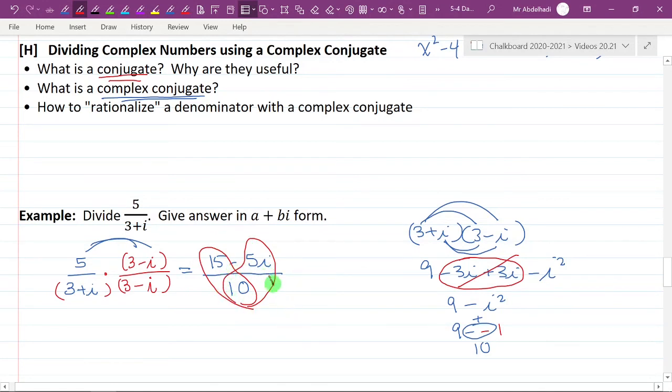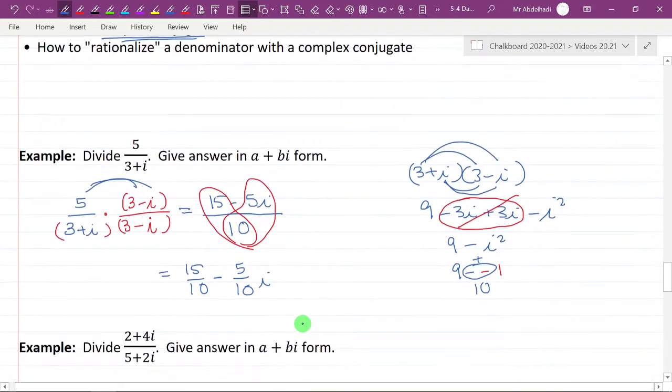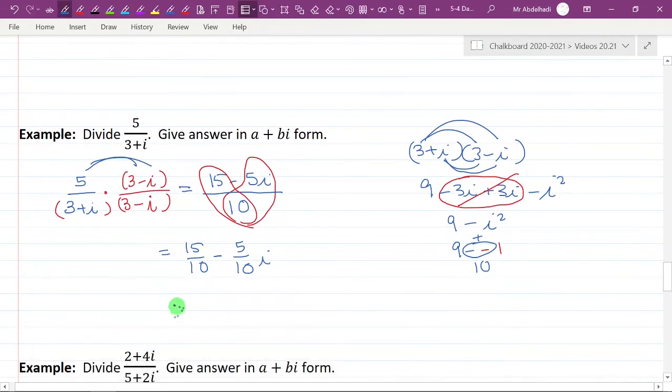Okay, kind of a squiggly looking heart, but there it goes. So now we have 15 over 10 minus, this time, 5 over 10 i. And these can both be reduced since they're all multiples of 5. Divide the top and bottom by 5, you get 3 over 2. Divide the top and bottom by 5, you get 1 over 2 i.